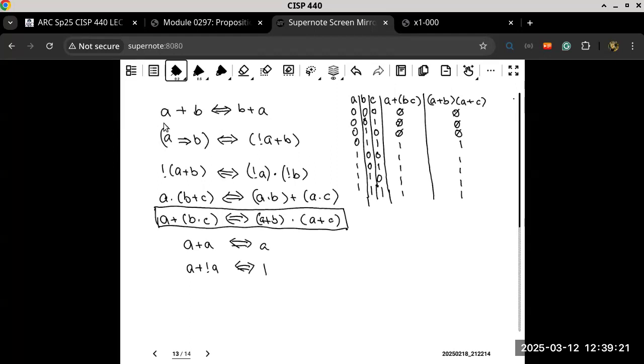I think you're talking about distribution. And this is distribution already, but the conjunction of A or the conjunction of B and C is the same in all 8 cases as the disjunction of A and B and the disjunction of A and C.